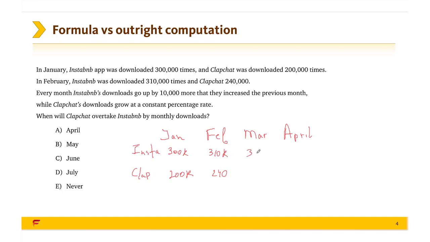Insta is the easier one because we just need to add 10k every month. Let's do it right now. 320k. 330k, if you were to write May, that would be 340k, etc. And you may notice that the growth of Clap is faster because it's growing by a certain high growth rate rather than just by adding a fixed number all the time. So the growth base is increasing for Clap. So here, that was 1/5, that was 20%. So in March, that would be an extra 20% as well. Then extra 20%, then extra 20%.